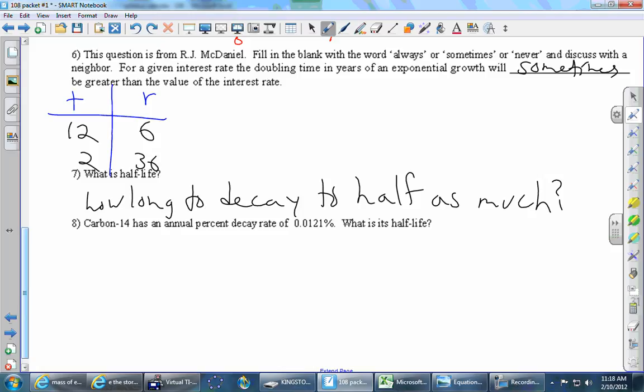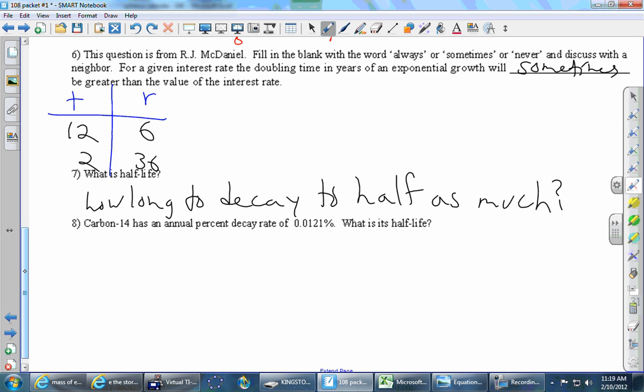And so in number 8, it talks about an annual percent decay rate of 0.0121. So we're losing about 1% a year. So will it disappear in 100 years? It won't ever disappear. Exponential functions never get to 0, but losing 1% a year, you're going to have a lot of stuff there for a long time. And so if we want to figure out half-life, we want to know how long does it take for carbon-14 to get cut in half? Okay, let's give it a shot.